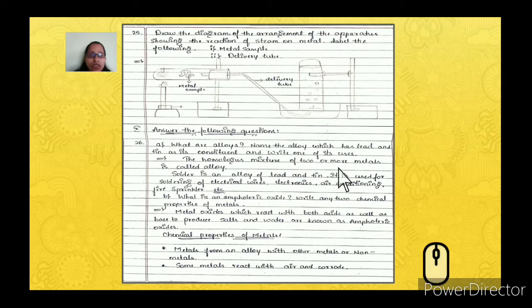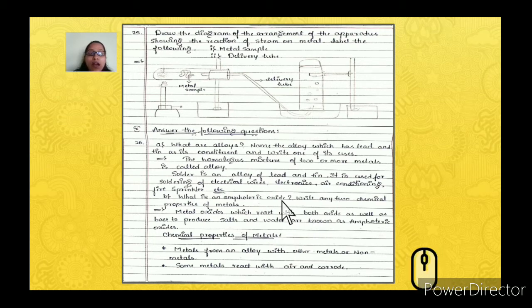Name the alloy which has lead and tin as its constituent and write one of its uses. So, a homogeneous mixture of two or more metals. When two or more metals combine together, they are known as alloys. So solder is an alloy of lead and tin, and it is used for soldering of electric wires. So joining of electric wires, electronics, air conditioning and fire sprinkler systems.